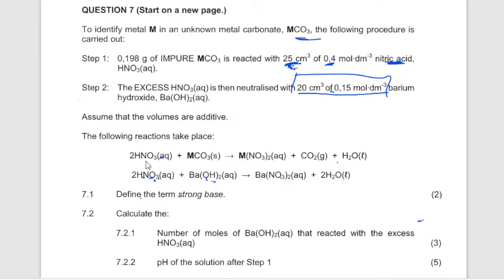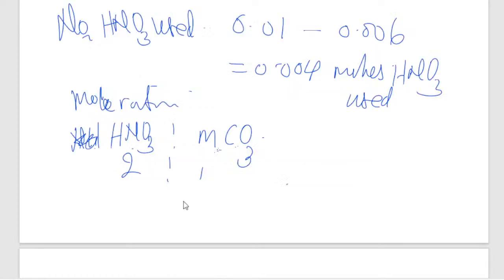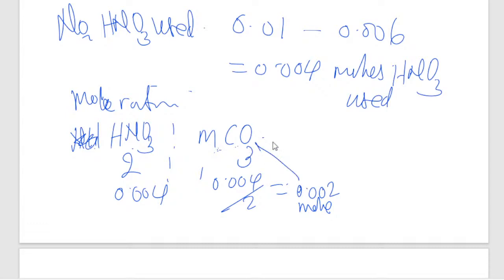Let's go back. Yes, it's 2, it's 1. Good. Now these are number of moles, so this is 0.004. Yes, so automatically this is going to be 0.004 divided by 2, which gives me 0.002. So these are the number of moles of this.